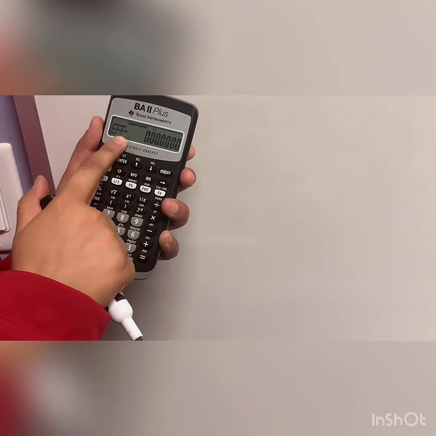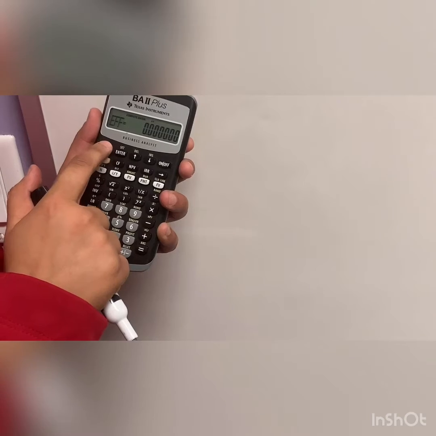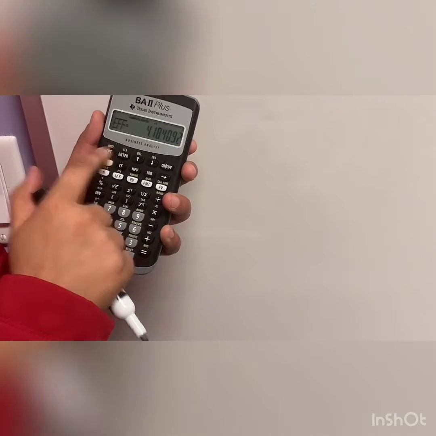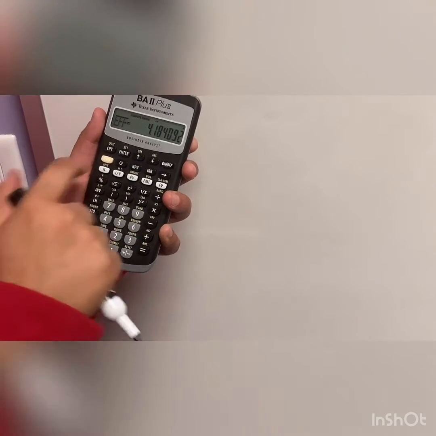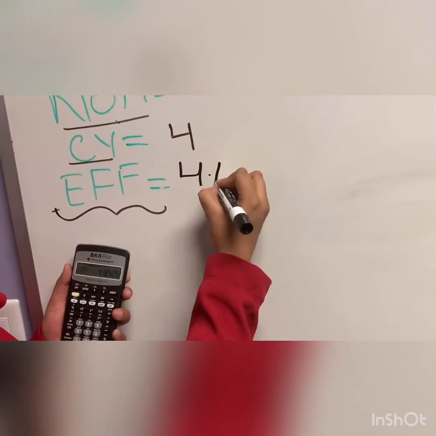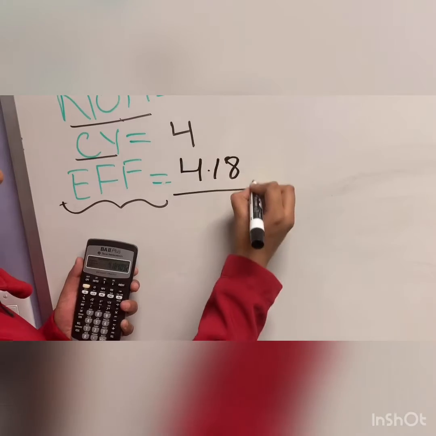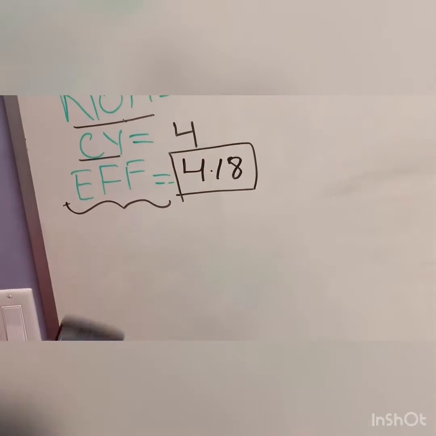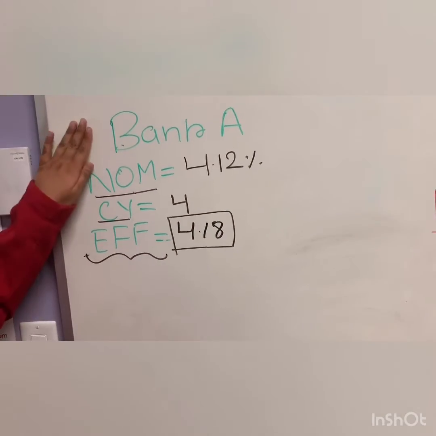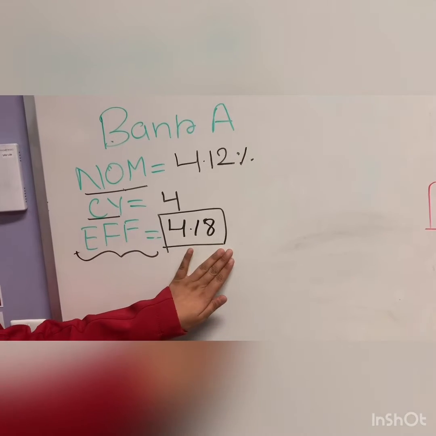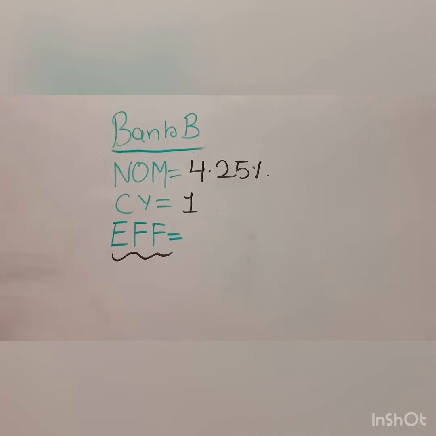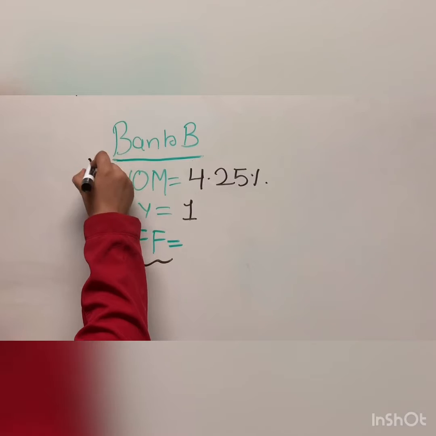So to have the final answer I need to press CPT, that is compute. So the answer for this is 4.18. I am taking the rounded figure. So the EFF for bank A is 4.18. So now we need to find EFF for bank B.